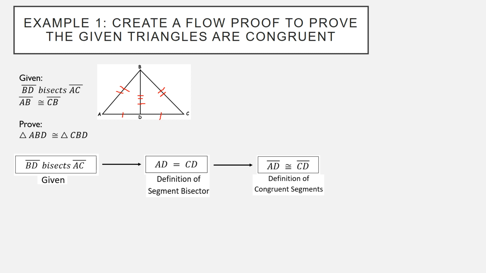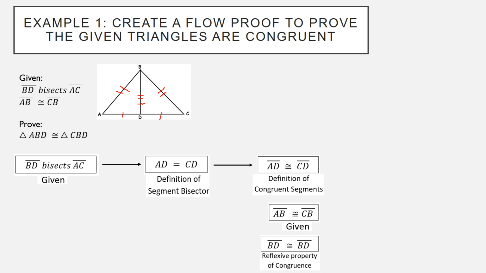Now, what else do we know? So we've got one set of sides congruent. So our next thing is that we were given that AB was congruent to CB. So that's a given statement. And then what was the third set, or the third side? Well, we're using reflexive property. We said reflexive property tells me that BD is congruent to itself.